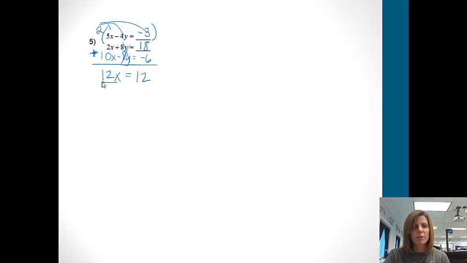So now I'm ready to divide. I'll divide both sides by 12. I get x is equal to 1. Then I'm halfway done again. I can go into either equation. I'm actually going to go into that very first equation again. My x was 1, so I'm going to have 5 times 1, which is 5, minus 4y equals negative 3.